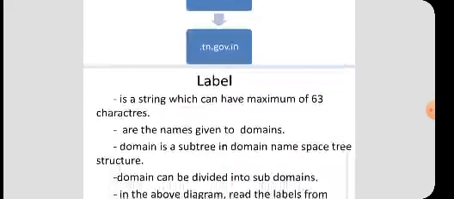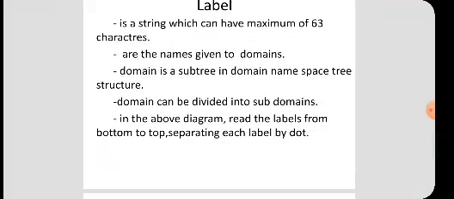We have already seen the definition, and afterwards we see the picture. First, the definition. What is a label? A label is a string, meaning any characters, which can have a maximum of 63 characters. In other words, labels are the names given to domains.